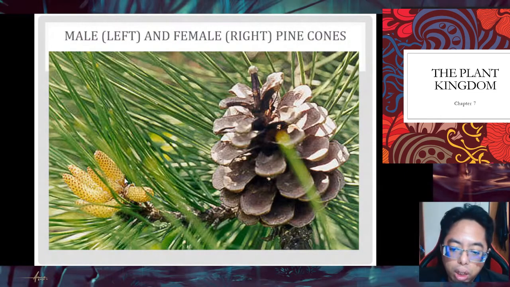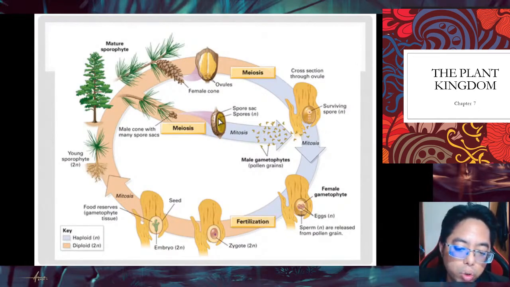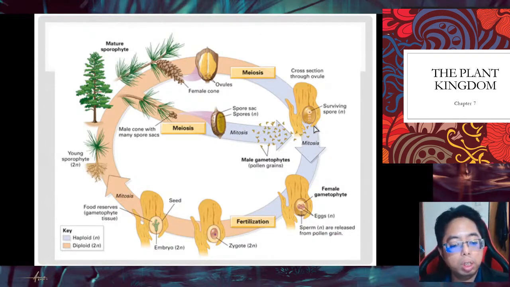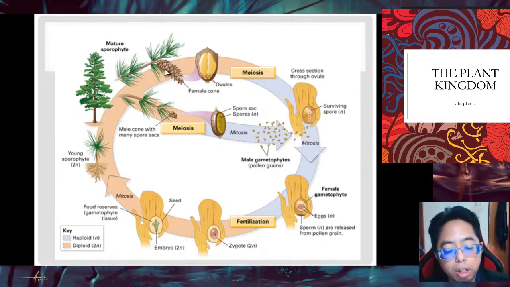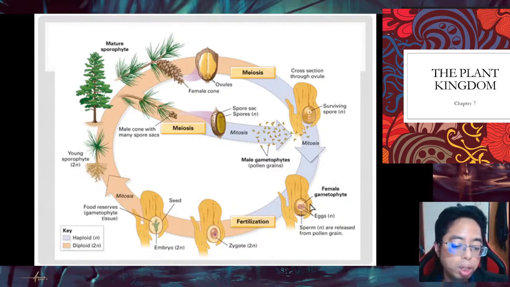So here is the male pine cone. Here is the female pine cone. Start with the spore. The male spore will create pollen grain. The pollen grain is blown by the wind to the ovule, which is in the female cone. When the female cone opens, it allows the pollen to come in. When they come in, they'll form eggs, and then zygote, and then seed. This seed will fall down.